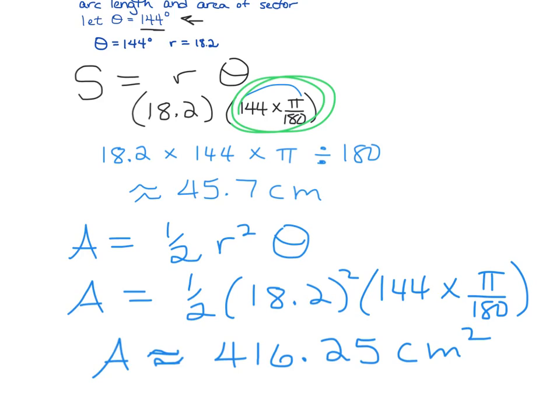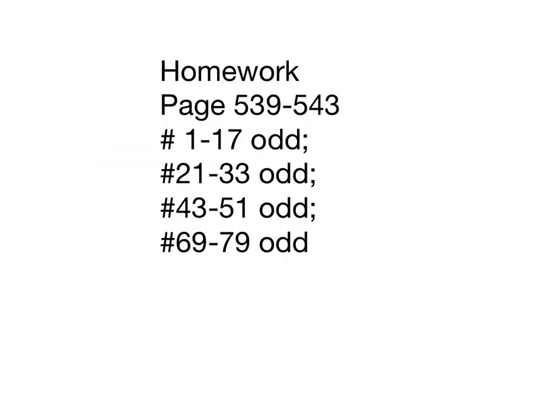So your homework for this section, it looks like a lot, but it goes really quickly. 1 through 17 odd, 21 through 33 odd, 43 through 51 odd, and 69 through 79 odd. Then tomorrow we will cover 6-2, so you can go ahead and get it started. In the 1 through 17 section, the beginning part is leaving your answer in terms of pi. Then for the next set of instructions, actually use your calculator and give me the approximate value. If you're not clear on the instructions, you can come and ask.